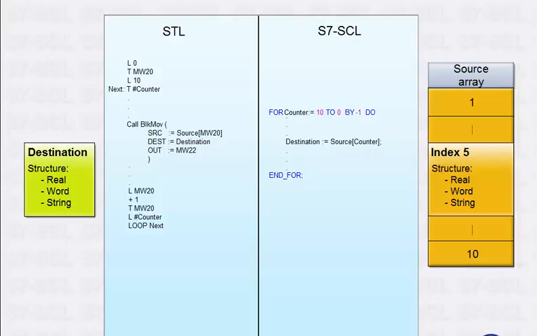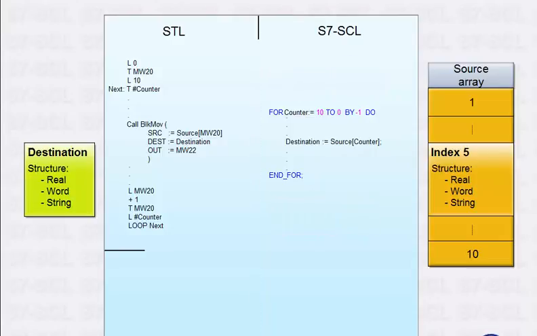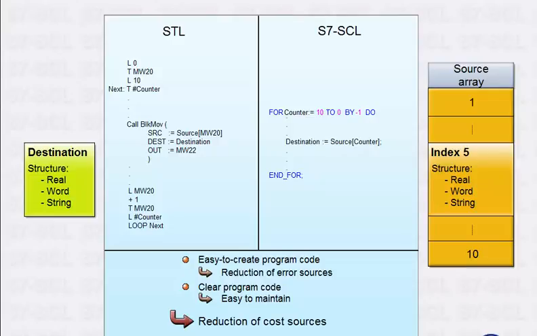Even loops in which the number of steps is not known during implementation can be realized in just one line with the while and the repeat until loops. So with S7 SCL, it is easier and clearer to create program code, especially for data management tasks. This minimizes a great source of errors and therefore also costs.